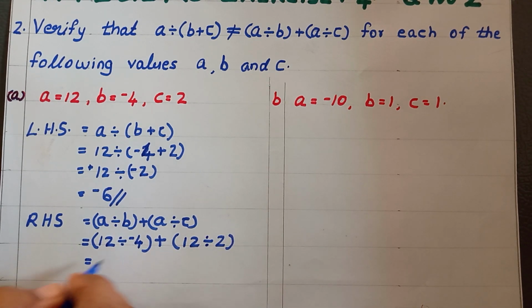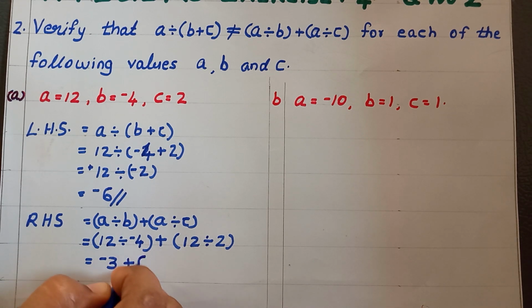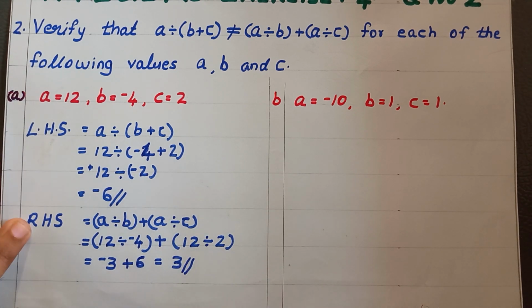Equal to 12 divided by minus 4 is minus 3, plus 12 divided by 2, 6. Equal to 3. From this we can say that LHS is not equal to RHS.